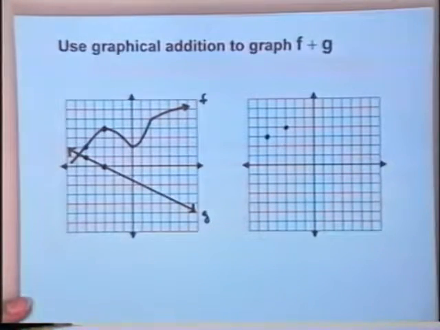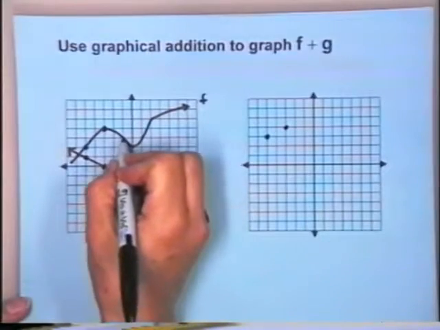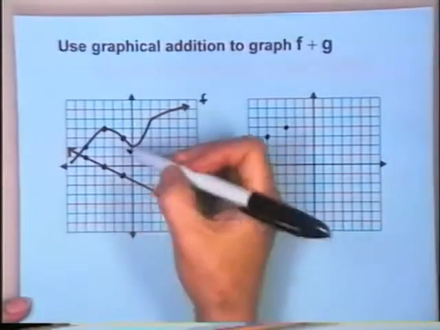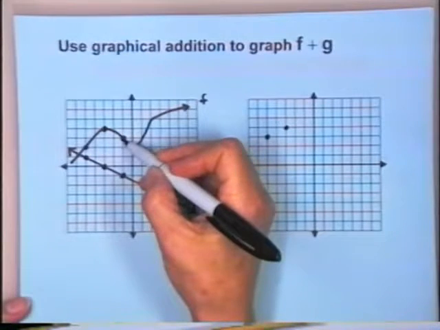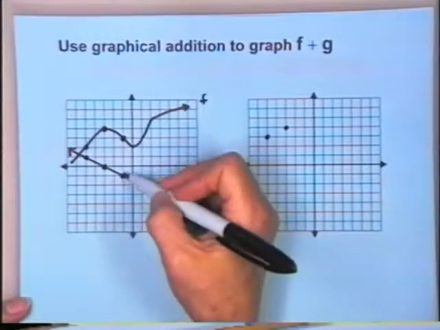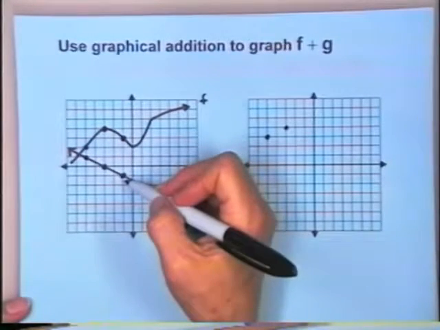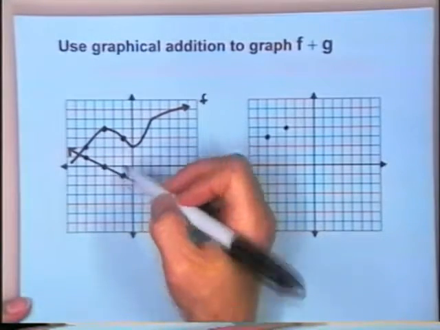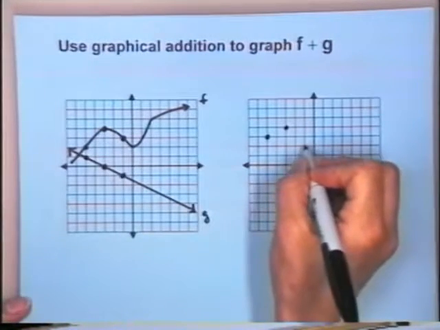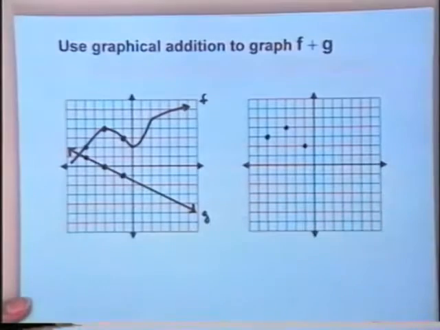Okay? Now another point that I can see specifically is right here. At x equals -1, this y value is 3. This y value is -1. What happens when you add 3 and -1? Well, 3 and -1 gives us a what? It gives us a 2, doesn't it? So at x equals -1, I have a 2.